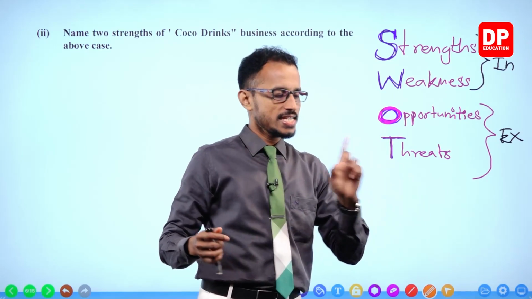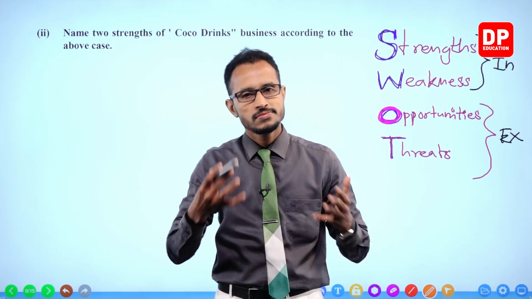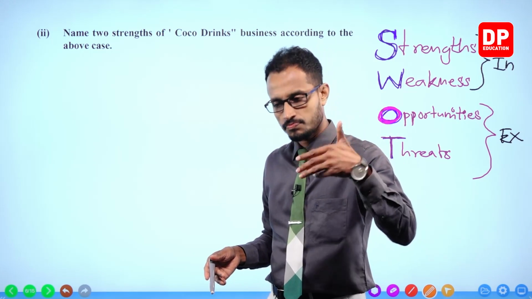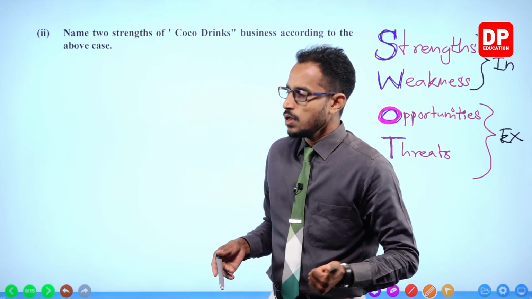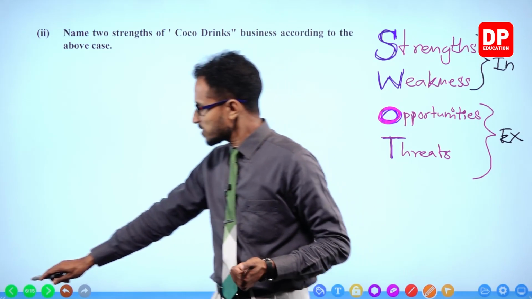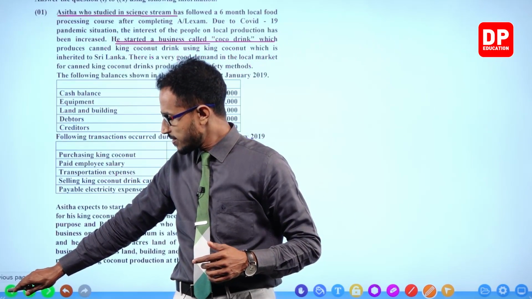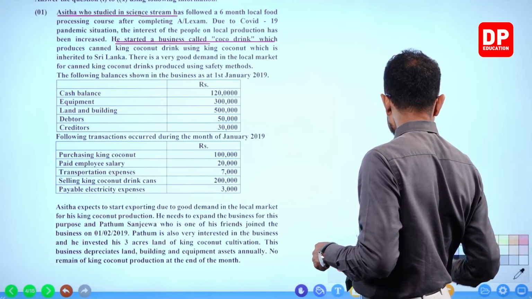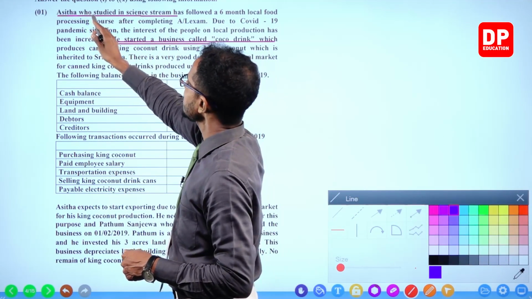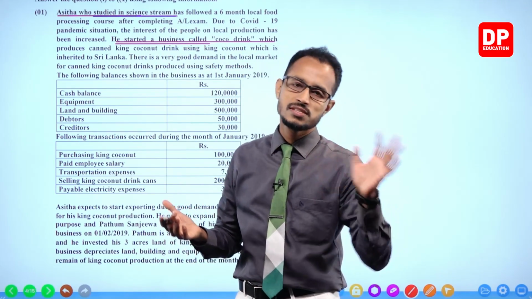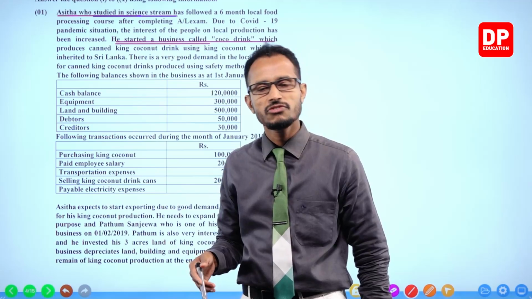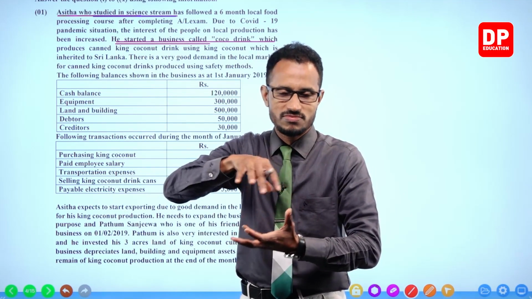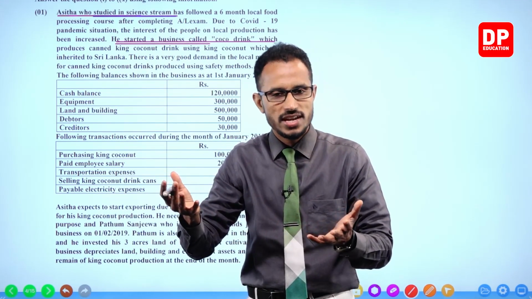So, strengths means internal, inside the business, positive influences. We know that Asita is the internal owner, the main internal party. Let's see what positive factors he has, then we can take them as strengths. He started the business and he has studied in science stream. That is a strength because he knows his scientific stuff related to food processing, making food, adding preservatives and chemical reactions.